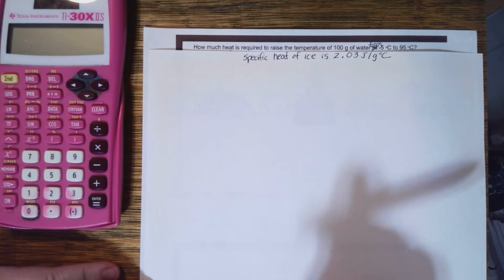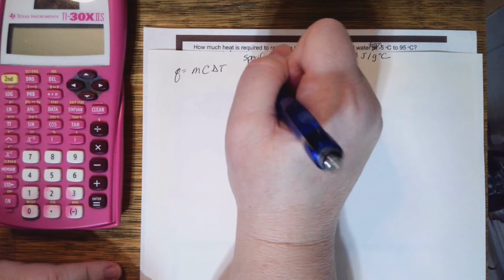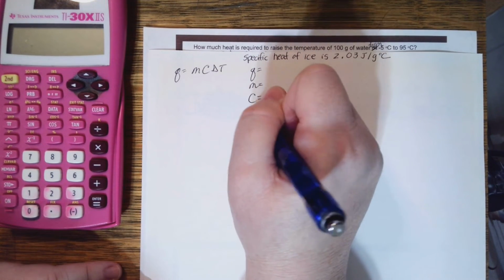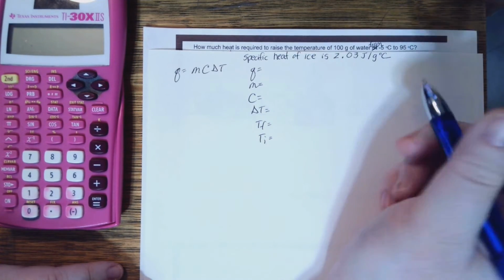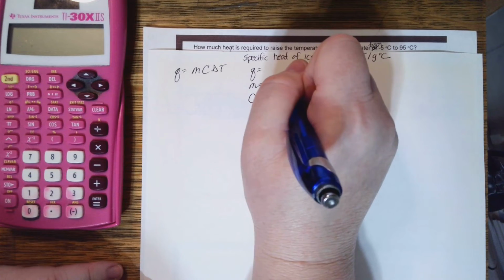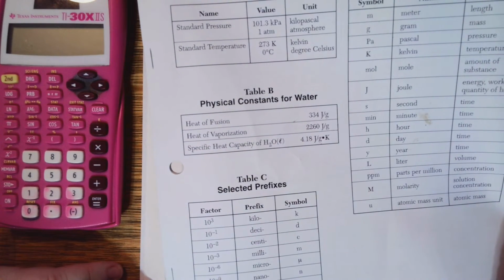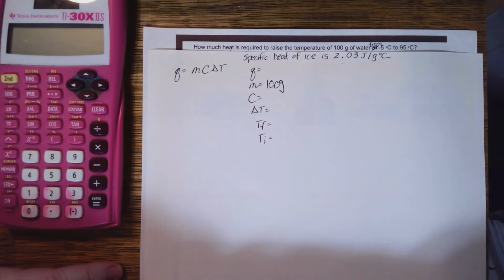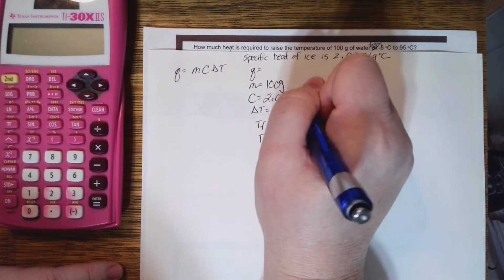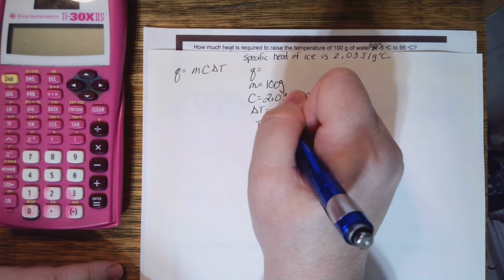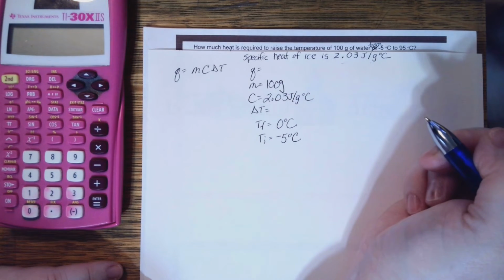So first, I do need Q, so I'm trying to write a little bit smaller for this one. Q equals MC delta T. Remember that's final minus initial. My mass is 100 grams. I had to have the specific heat of ice because if you notice on here, that's the specific heat of water, but I needed the specific heat of ice. So that is 2.03 joules per gram degrees Celsius. And I went from -5 degrees Celsius to 0 degrees Celsius.